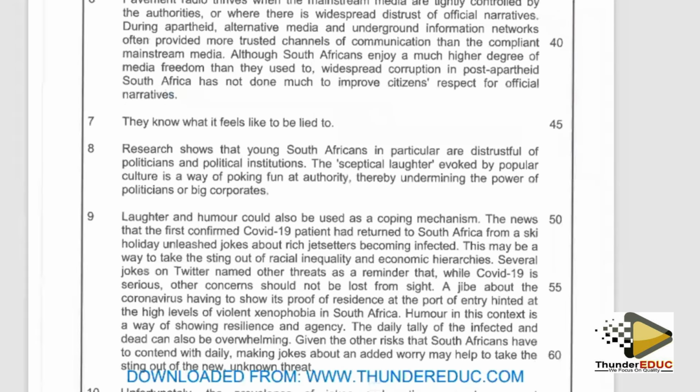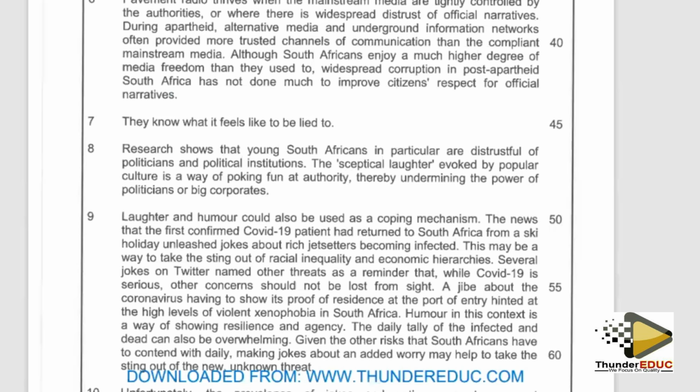Laughter and humor could also be used as a coping mechanism. The news that the first confirmed COVID-19 patient had returned to South Africa from a ski holiday unleashed jokes about rich jet setters becoming infected. This may be a way to take the sting out of racial inequality and economic hierarchies.